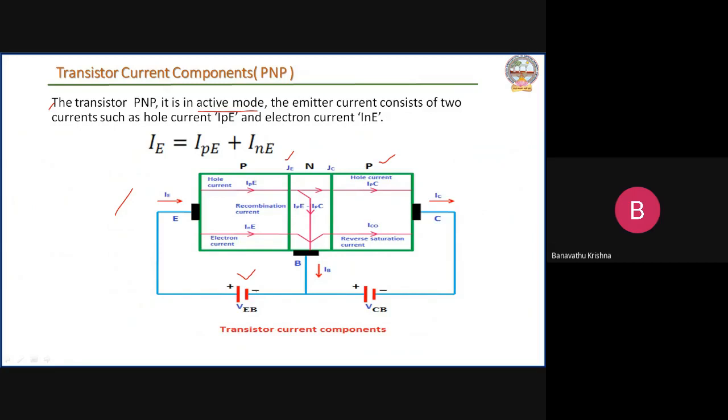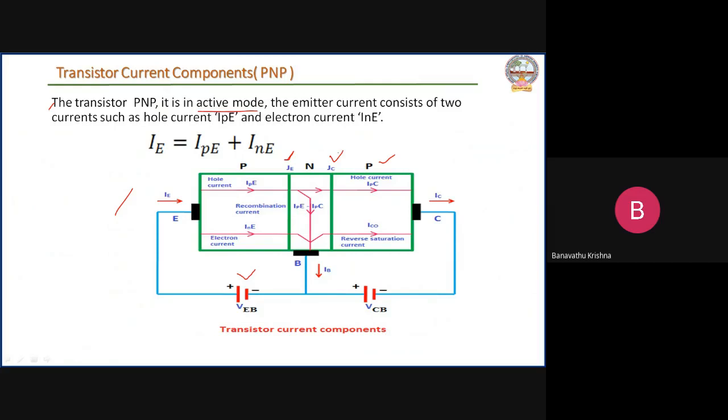One more point: by the forward bias condition of the emitter base junction, the depletion layer at JE is very narrow, and by the reverse bias condition of the collector base junction, the depletion region at JC is very wide. As we already discussed in previous lectures on the PN junction, due to forward biasing and reverse biasing, junction JE is very narrow and junction JC is very wide.